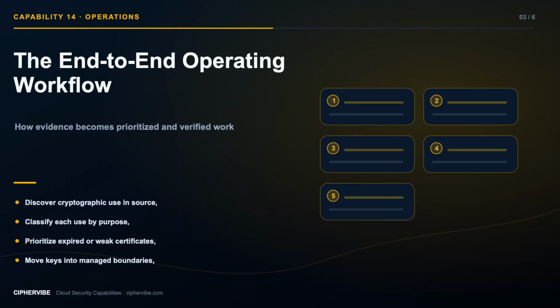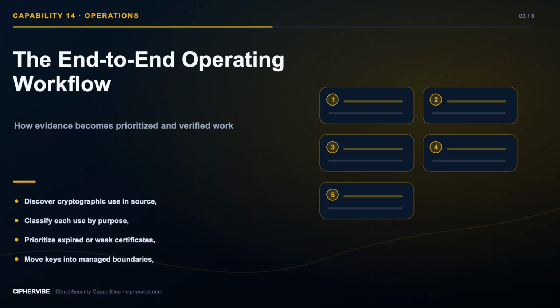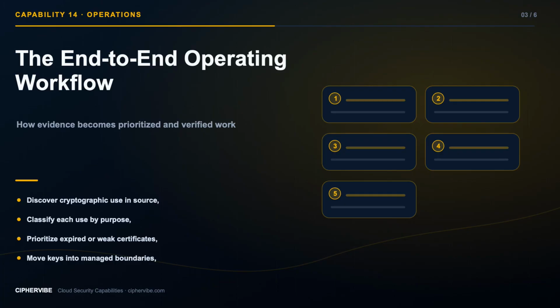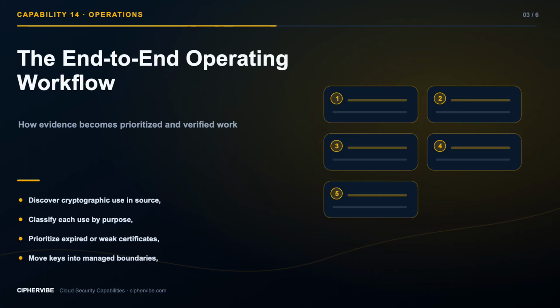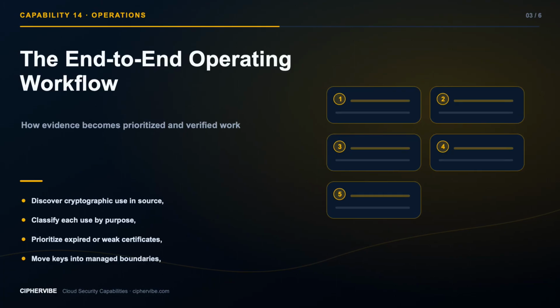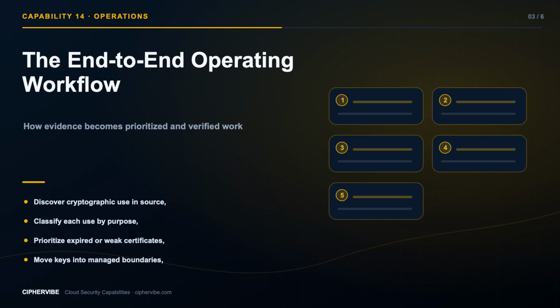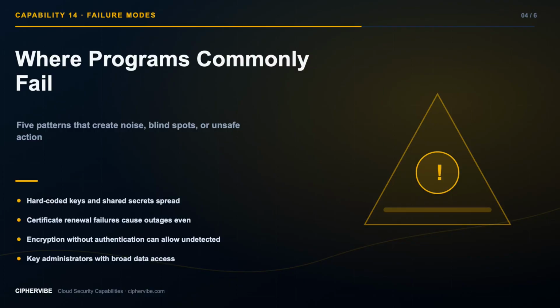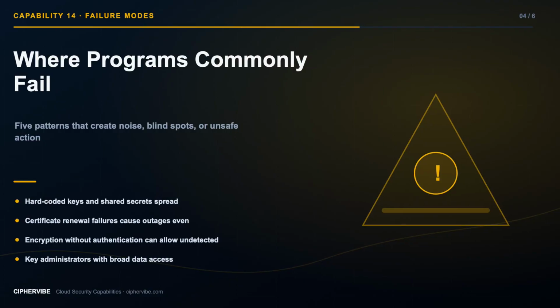Define escalation points for missing owners, disputed priority, failed changes, and evidence that suggests active compromise. Those conditions should move into incident or risk governance rather than remaining indefinitely in a routine queue. The fastest way to evaluate cryptographic security is to study how the capability can fail.